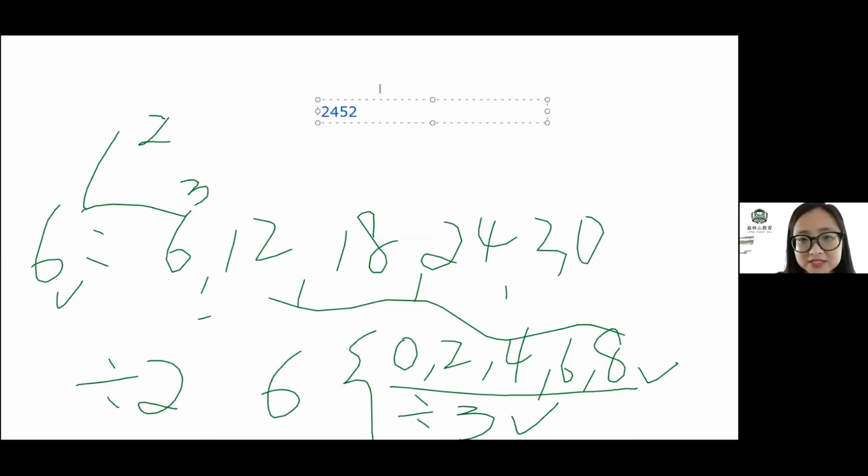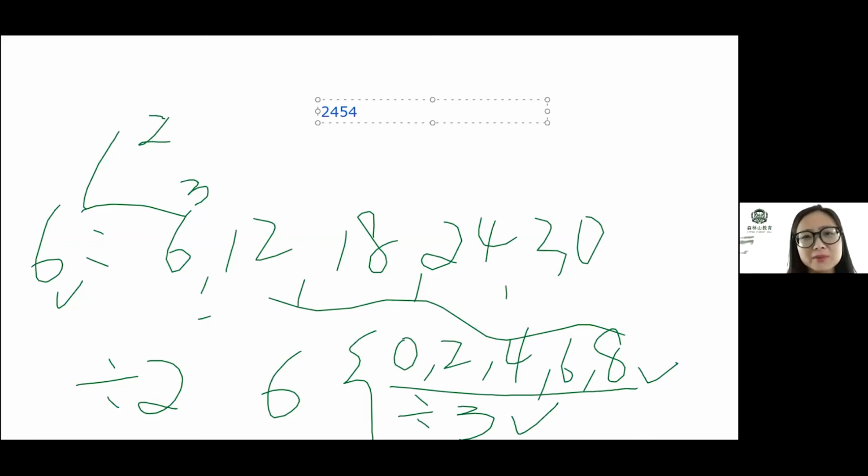Okay, I'm going to change this number to, let me see, 4. Can this number be divided by 2? Yes. Can it be divided by 3? Yes. So it can be divided by 2 and it can be divided by 3. So can we divide it by 6? Yes, because both rules are satisfied. Divide by 2 is fine, divide by 3 is fine, so it can be divided by 6. Okay, good.